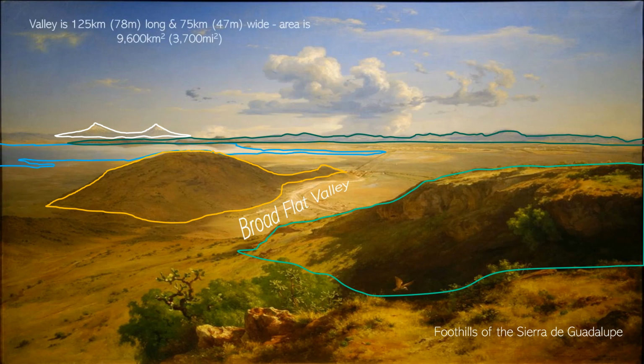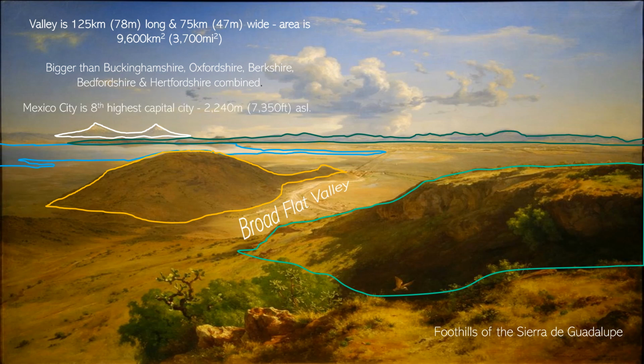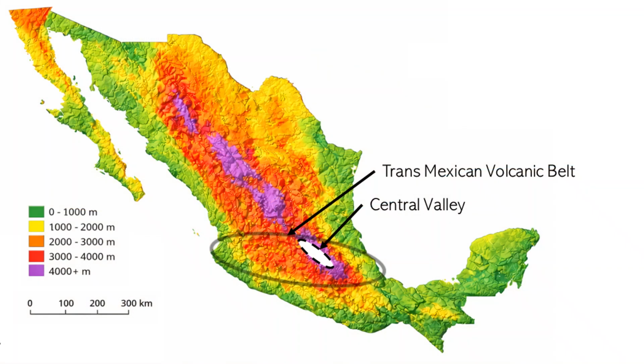The valley itself is both huge and high. The area is 9,600 square kilometers, 3,700 square miles, bigger than the English counties of Buckinghamshire, Oxfordshire, Berkshire, Bedfordshire and Hertfordshire combined. And it is 2,240 meters, 7,350 feet above sea level, which makes Mexico City the 8th highest capital city in the world. How on earth did such a vast, flat valley get created so high up?